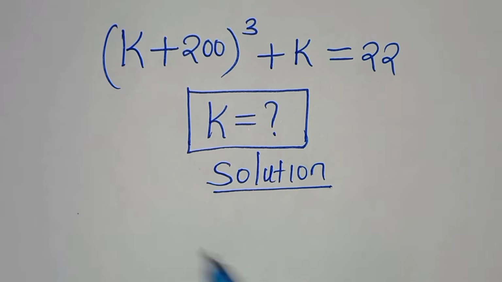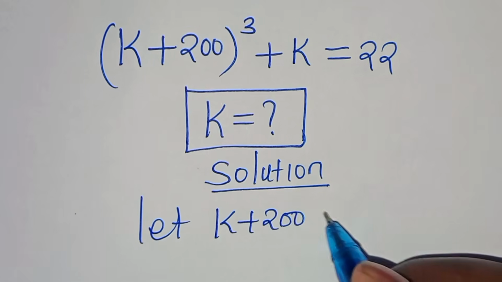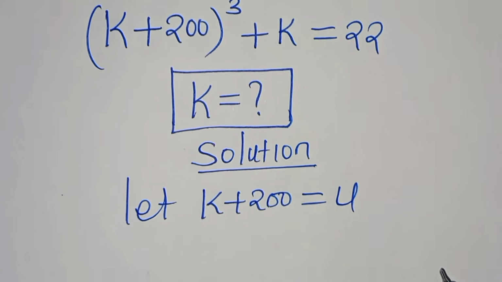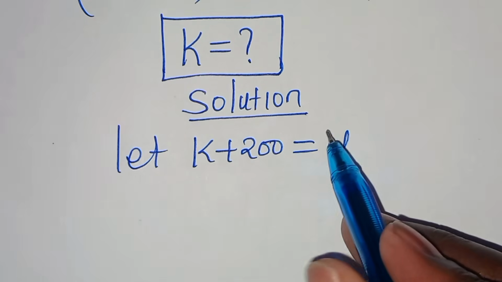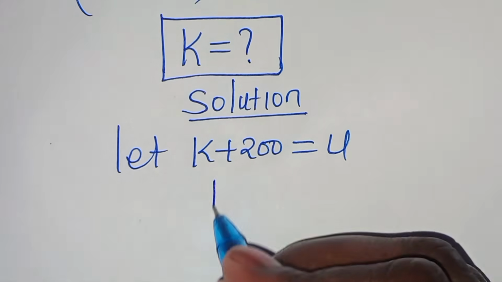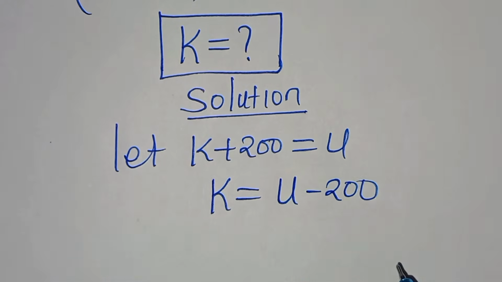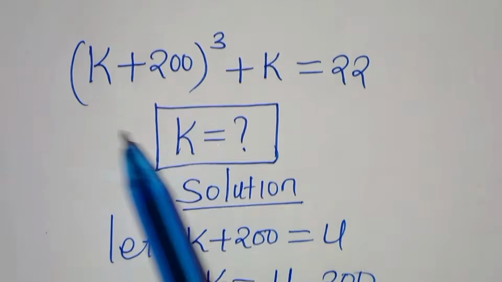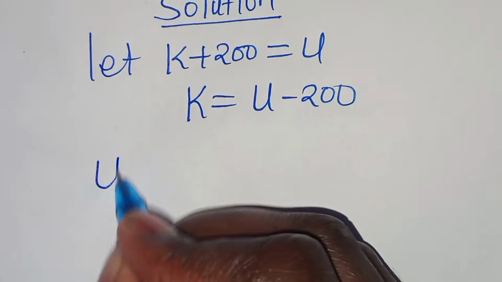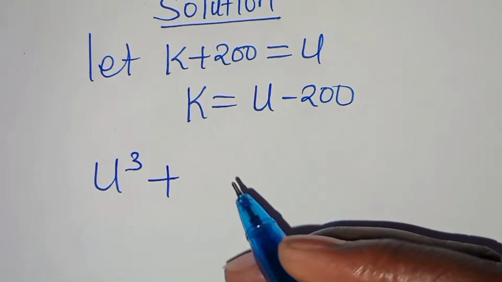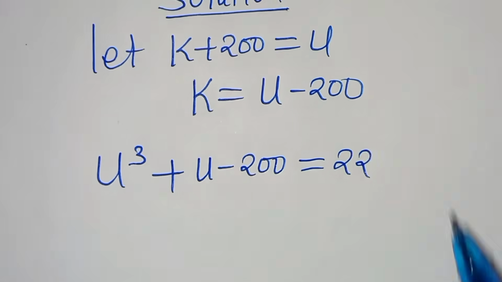Now the first step is that we can let k + 200 be equal to u. So we have k + 200 = u, which means that k = u − 200. Now, let's express this equation in terms of u, so that we have u^(3 + k), where k is u − 200, equal to 22.